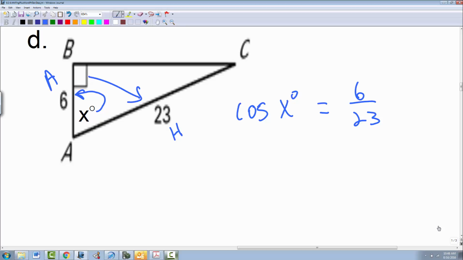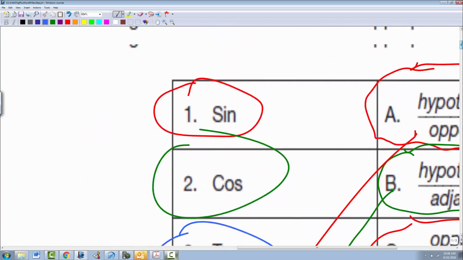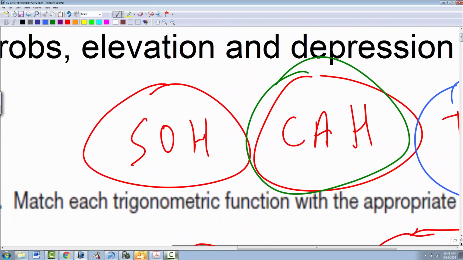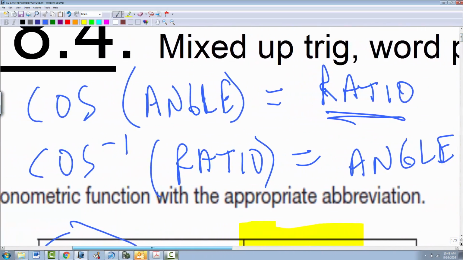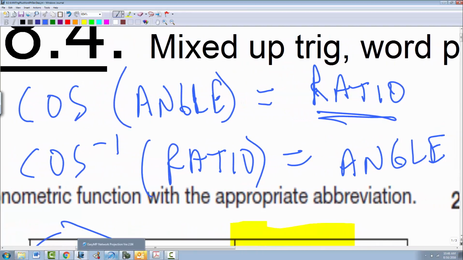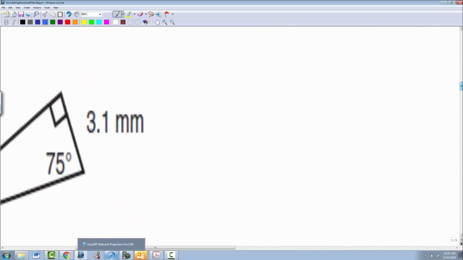Okay, now, do you know what to do next? Remember the beginning of the lesson? Remember when I said this? Well, yeah, we know that. We cosine an angle to get a ratio. We inverse cosine a what? Ratio to get a what? And what are we trying to find? An angle.